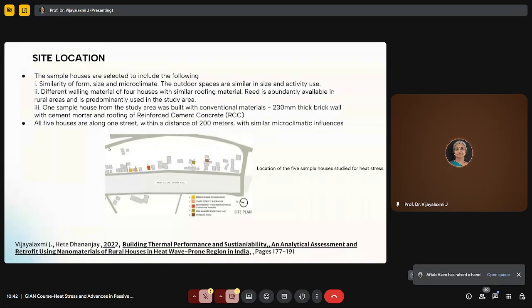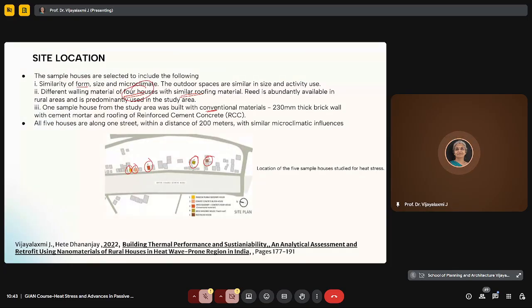Now these sample houses were selected on this basis. The houses should be of similar form, similar size, similar microclimate, and the outdoor spaces and the activity use should also be similar. But 4 of these houses had different walling material but the same roofing material. And one sample house was built with conventional material.